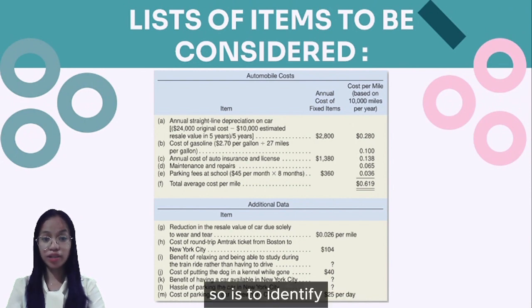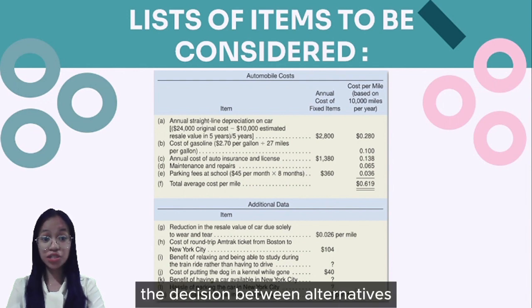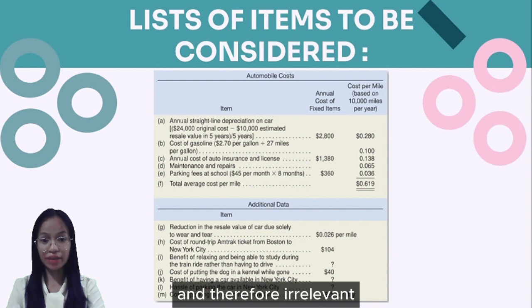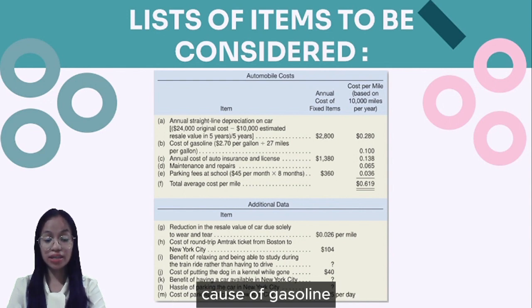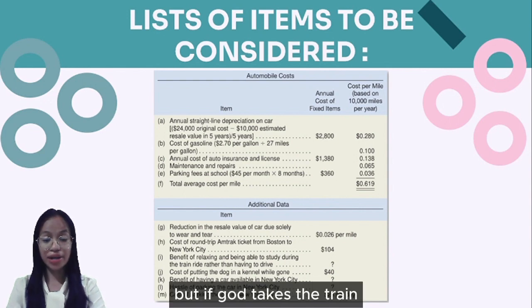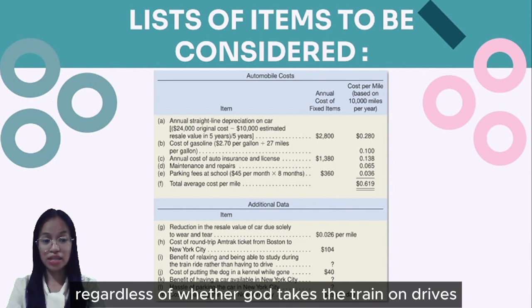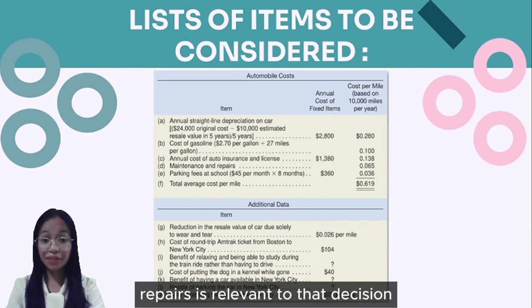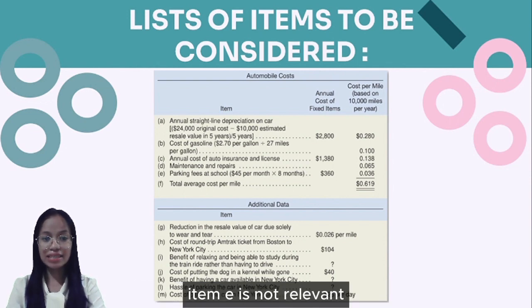So, ang kinahanglan buhaton is to identify and eliminate ang costs and benefits nga irrelevant sa decision between alternatives. Item A is considered a sunk cost and therefore irrelevant sa decision. Item B, cost of gasoline, is relevant, but if Kat takes the train, this cost will not be incurred. Item C is irrelevant as it remains the same regardless of whether Kat takes the train or drives. The cost of maintenance and repairs is irrelevant to the decision. Item E is not relevant.